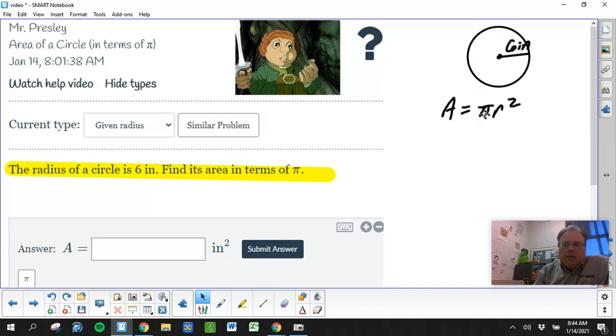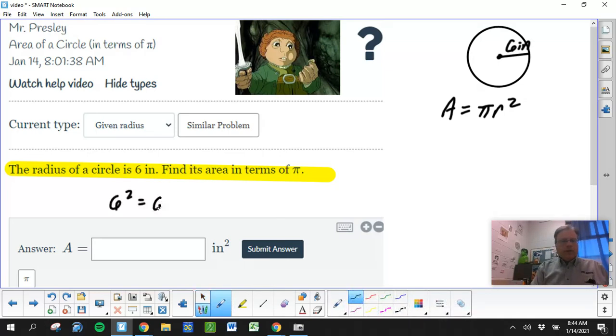Pi is still there, r is still there, but notice the little squared, and that doesn't mean times 2. That means times itself. So like if you do 6 times 6, you get 36. So 6 squared means 6 times 6, which is 36. This is not 2 times 6, 12. This is 6 squared, 6 times itself.